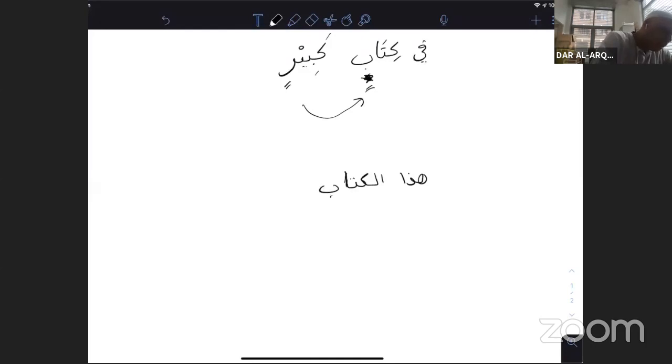What's the difference between هذا الكتاب and هذا كتاب? What's the difference between the two? In terms of meaning, what's the difference between the two? Yes, definite and indefinite. But in terms of the translation, what's the difference? Ooh, Saif is getting somewhere. MashaAllah, Saif, you're nearly there.